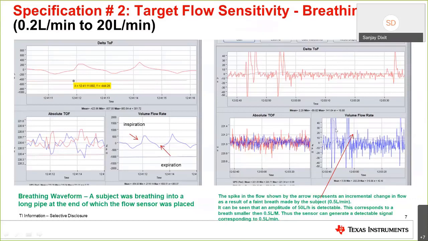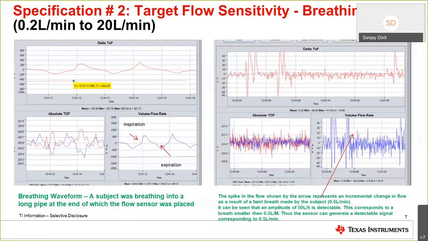If you zoom into this, you have this same thing zoomed in, where I'm trying to make the lightest breath, the whiff of the lightest breath I can make. You can see that the whiff of the lightest breath is detected. And that whiff, to my mind, is about 0.5 liters per minute. The system is capable of getting such accuracy, 0.5 liters per minute.